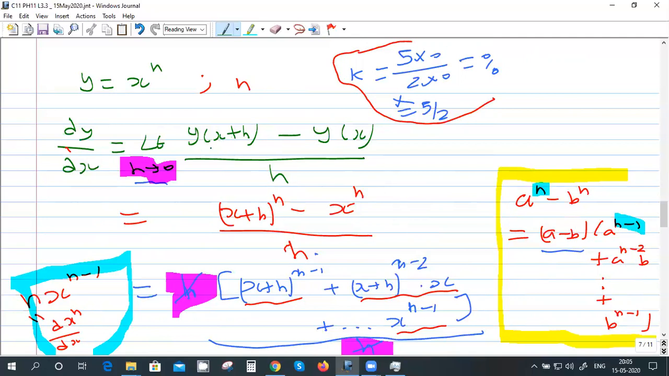So y2 is y of x plus h, and y1 is y of x, divided by x2 minus x1, which is h. And if you write y in terms of x, it will be x plus h raised to the power n minus x raised to the power n, because the curve is y equal to x raised to the power n, divided by h.